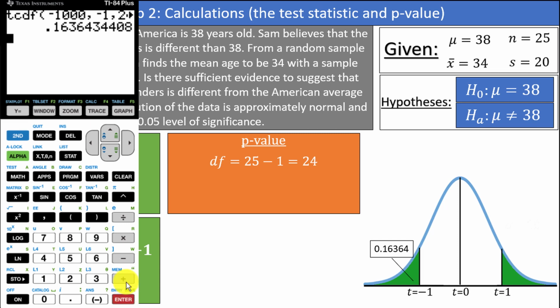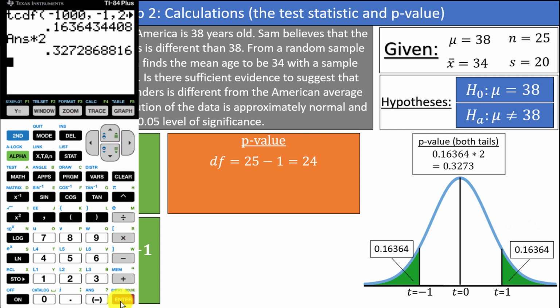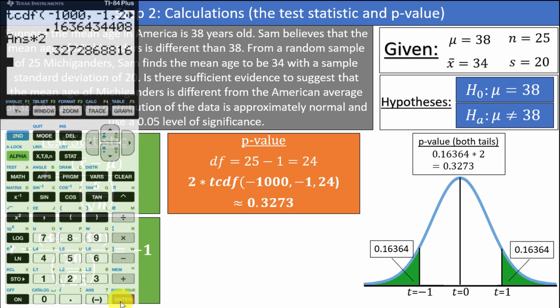If we multiply by 2, we get the p-value, which is equal to 0.3273, which is the combined area in both tails. We know that the opposite tail also has an area of 0.16364 because the t-distribution is symmetric, so the area greater than t equal to 1 should be the same as the area that t is less than -1. To properly show your work for this problem, you should write this: 2 times tcdf(-1000, -1, 24) is equal to approximately 0.3273.